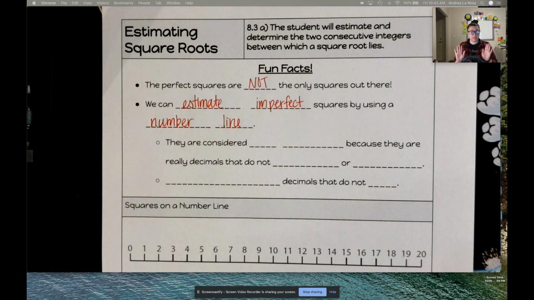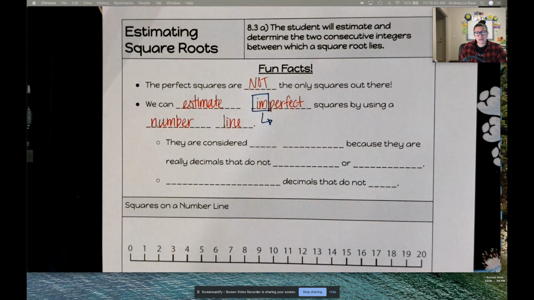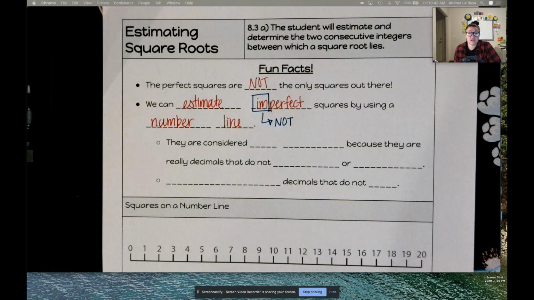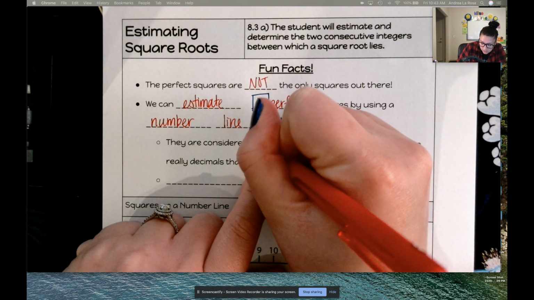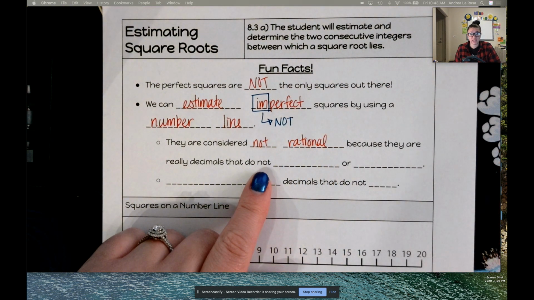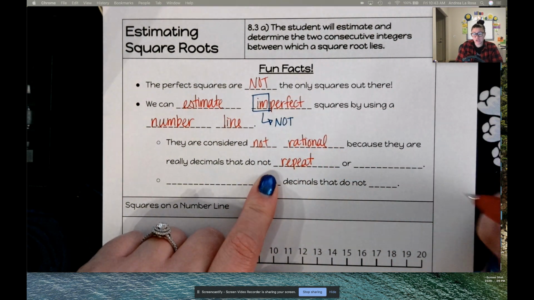So first, let's pause, and we're going to talk about this word imperfect. If you look at the beginning of it, it has this prefix im. Does anybody know what im means when it's a prefix? It means not. So not all of our squares are perfect. Not all of our square roots are perfect, and that's what we're going to talk about today. They are considered to be not rational because they're really decimals that do not repeat and they do not terminate.